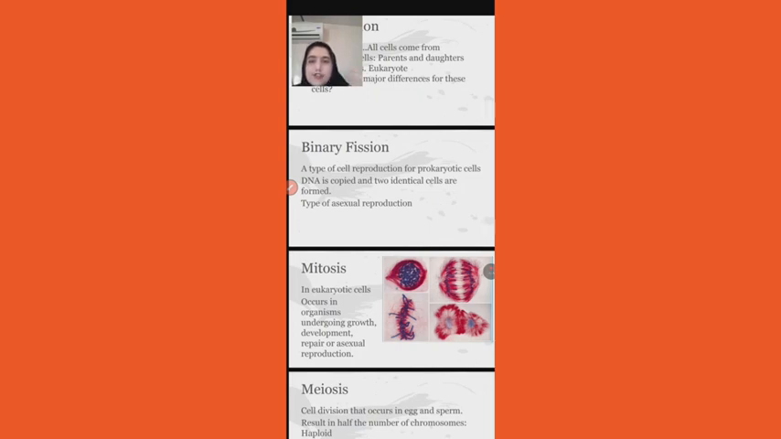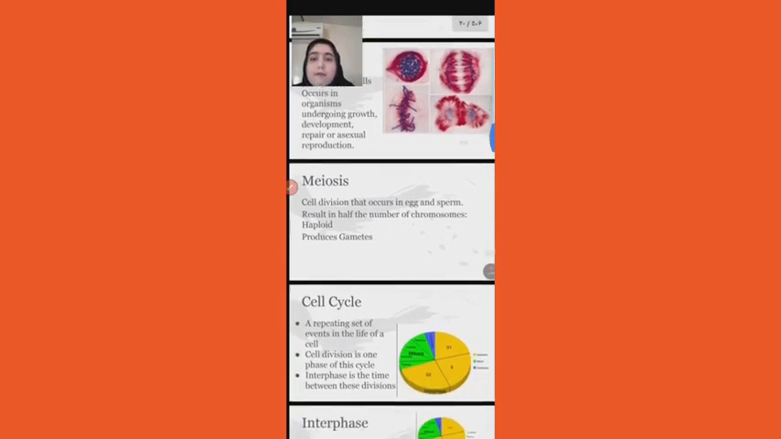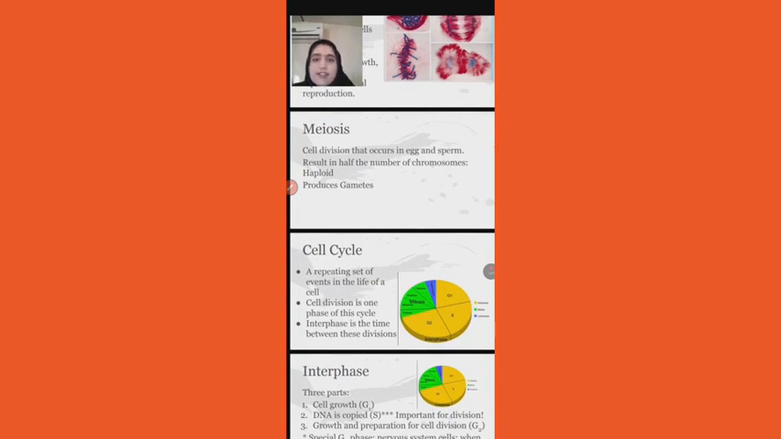I'm sure that you have heard about mitosis, meiosis, and the cell cycle. So what is mitosis? It occurs in any eukaryote cell in organisms undergoing growth, development, repair, or sexual reproduction. So, what is meiosis? Cell division that occurs in egg and sperm, resulting in half the number of chromosomes, haploid, to produce gametes.